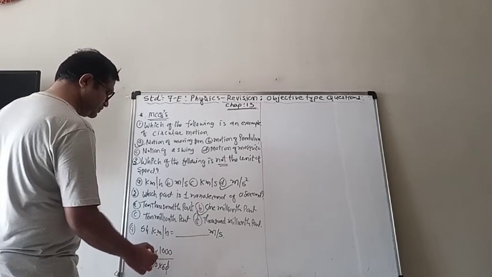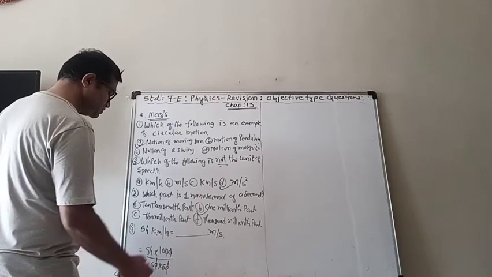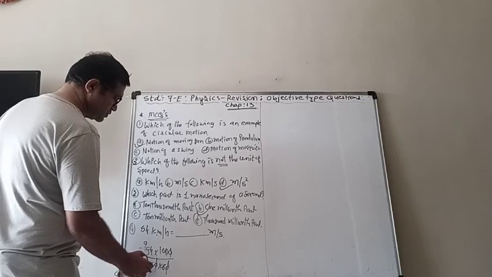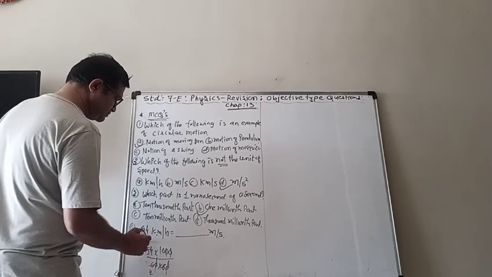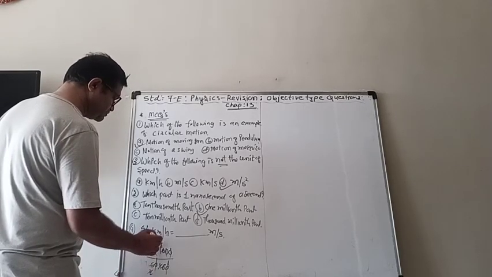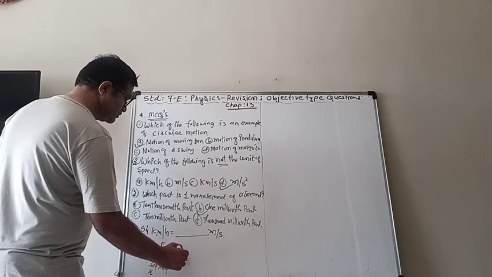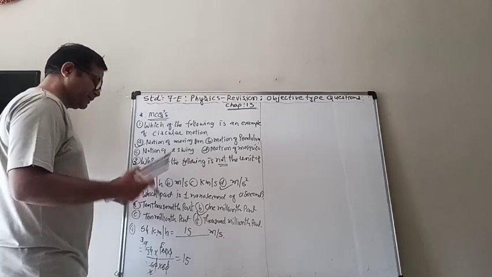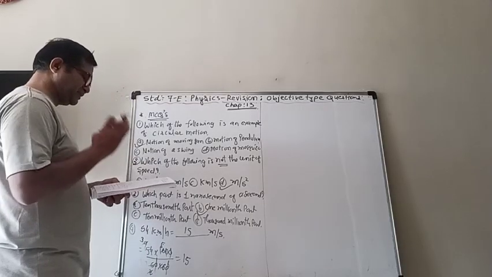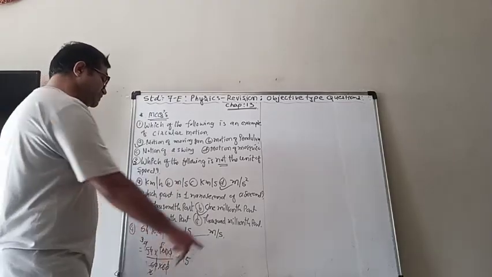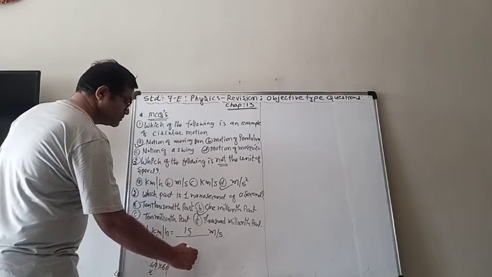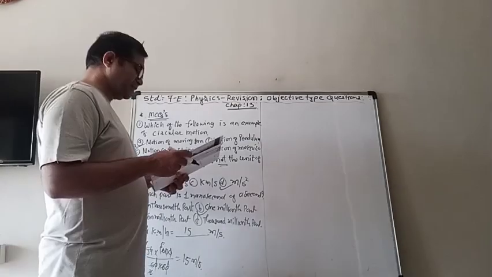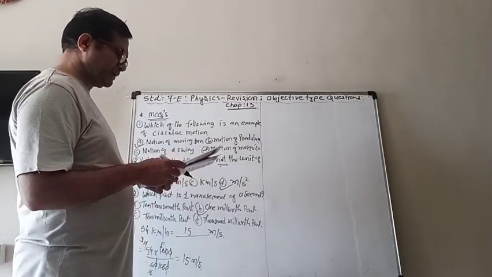So now cancellation, 0, 0, 0, 0. 6 9s are 54, 2 3s are 6, 3 3s are 9, and 2 5s are 10. So 5 3s are 15. So answer is 15 meter per second. Options were 10, 15, 18 and 20 meter per second. So by that way we can convert it into meter per second from kilometer per hour.